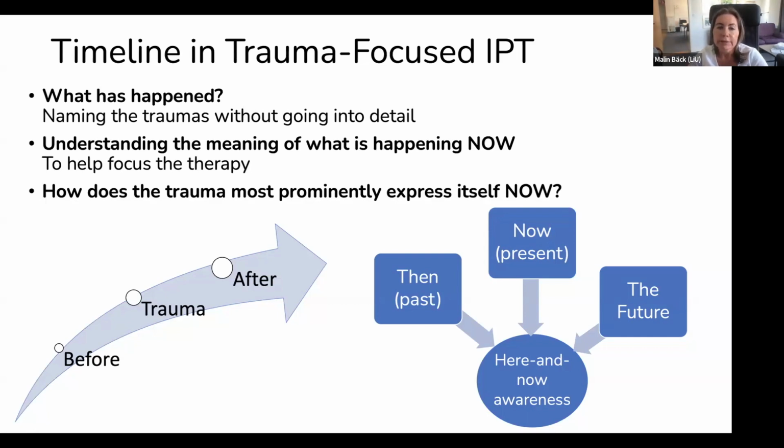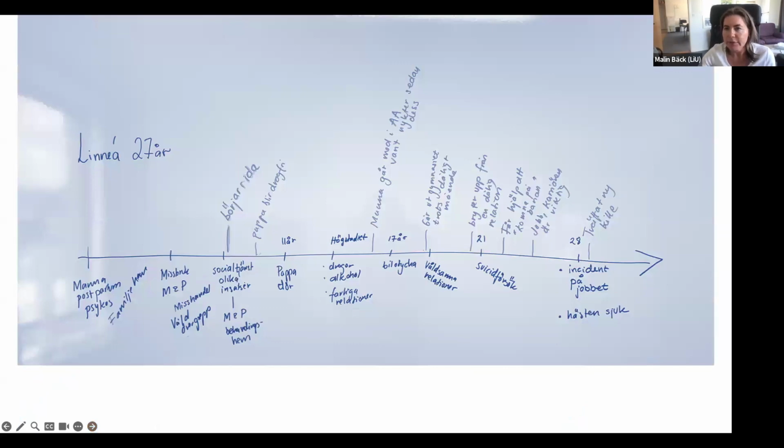And the reason is that we want to know how the trauma most prominently expresses itself now. In what way is it a problem for you? Is it to trust other people and let other people into your life, or is it that you don't want to be alone, or what kind of interpersonal problem is a consequence of the trauma you have experienced? So in that way, it is good to know what has been happening, but it's not trauma exposure if you compare it to other treatments. And just to highlight, here is a timeline with a very complex patient.